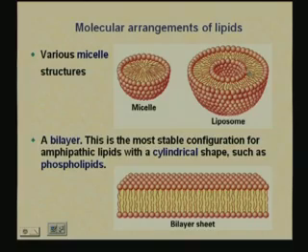It will circulate in the blood and then be able to transfer itself. In the case of a bilayer, what we have is the most stable configuration for amphipathic lipids. Okay? So, this is a possible structure and it is usually used in transport, but this is sort of a confined structure.